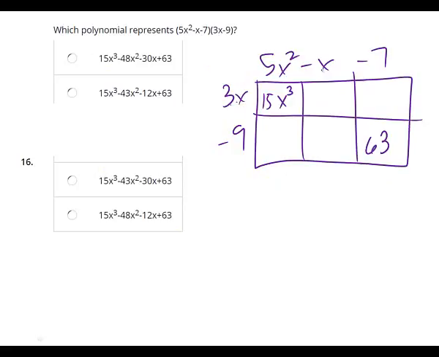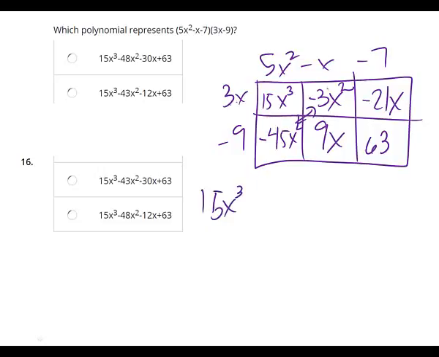All right, so what's 3x times negative x? Negative 3x squared. Good. 3x times negative 7 is negative 21x. Good. 5x squared times negative 9 is negative 45x squared. Good. Negative 9 times negative x is 9x. Okay, and typically it's the diagonals where the like terms are. So we've got 15x cubed. What's negative 45 and negative 3? Negative 48x squared. So it's not this one and not this one.